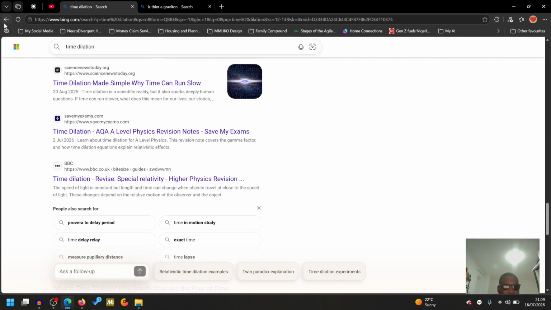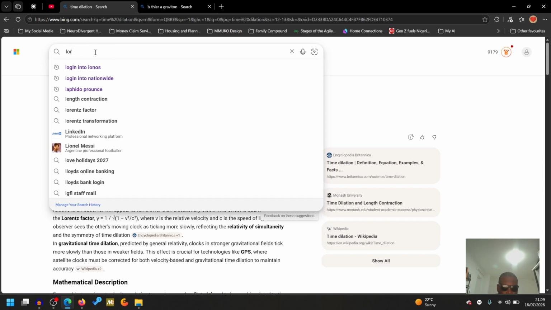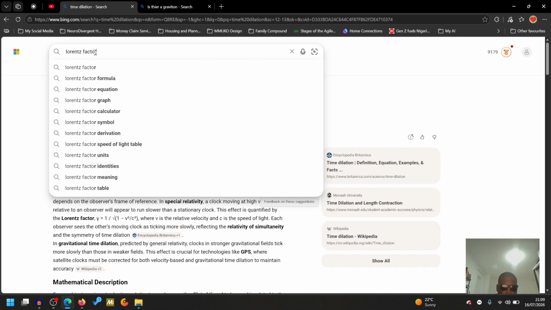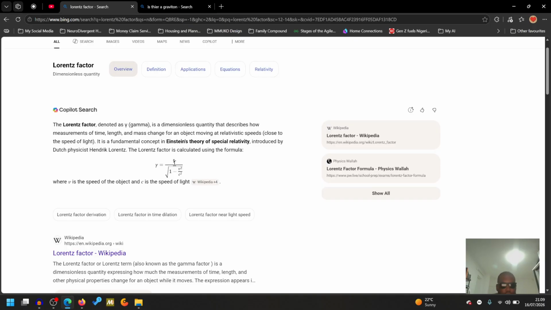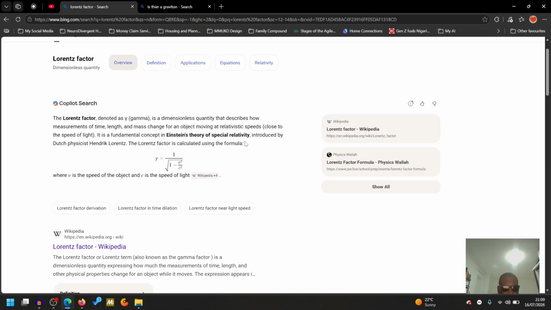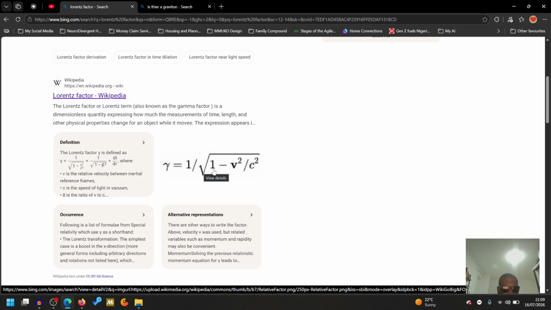Basically, this is the Lorentz factor. The Lorentz factor is a dimensionless quantity. Dimensionless quantities are ratios, so they are fractions, always expressed as a function close to the speed of light, under a square root. So this is the Lorentz factor.